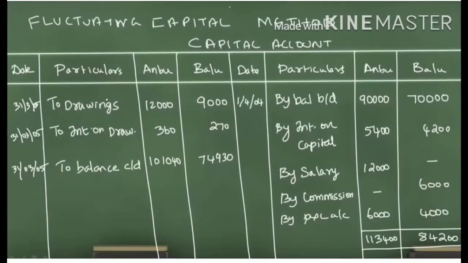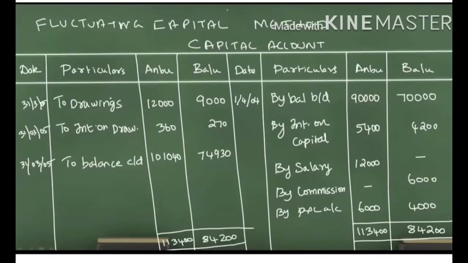In this method only one account is prepared. All the entries relating to partner's capital is made in this account. You can see on the credit side, balance brought down 90,000, 70,000, interest on capital, salary, commission, profit and loss, all this as discussed earlier, all this is written on the credit side of the capital account. And on the debit side you can see two drawings, two interest on drawings, and after you balance the capital account to get the balance, the closing balance is given as 1,01,040 for A, and for B it is 74,930.